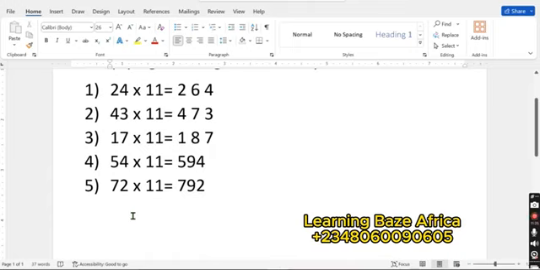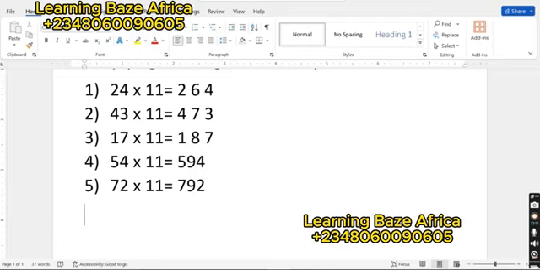Now we are stepping up to a higher level of multiplication by 11. This time we'll be having carrying. We will have to carry 1 over, or we may have to carry 2 over to the other digits, okay? So that will now take us to the 6th example.